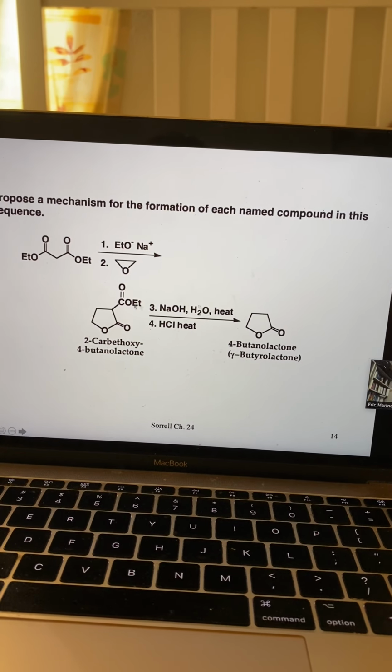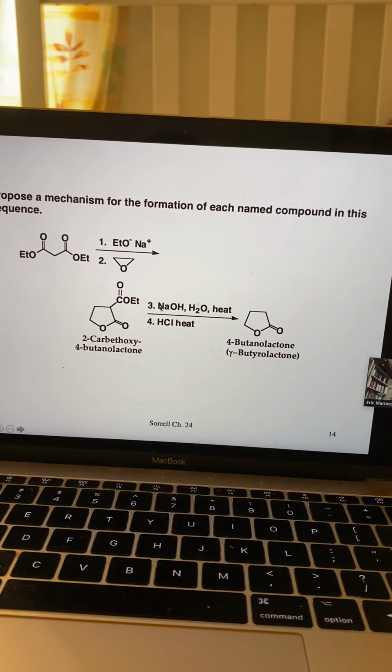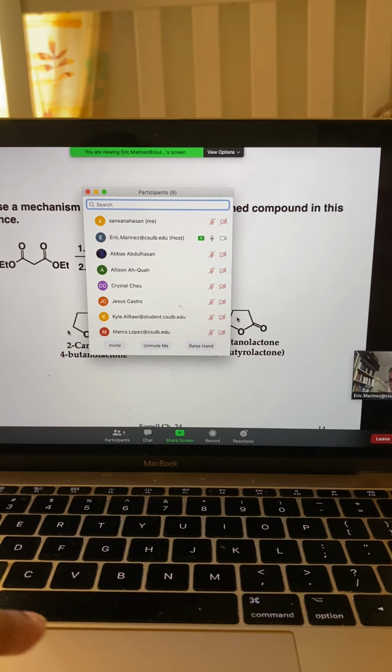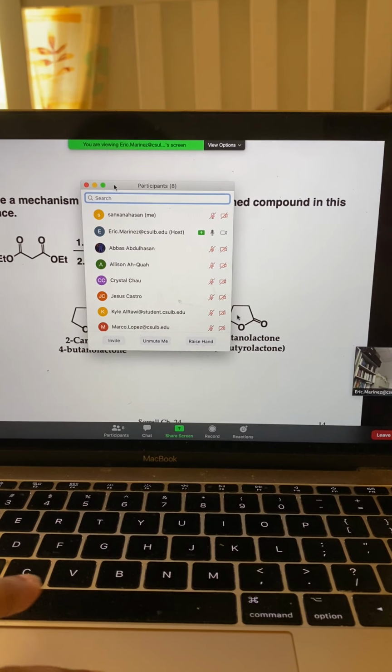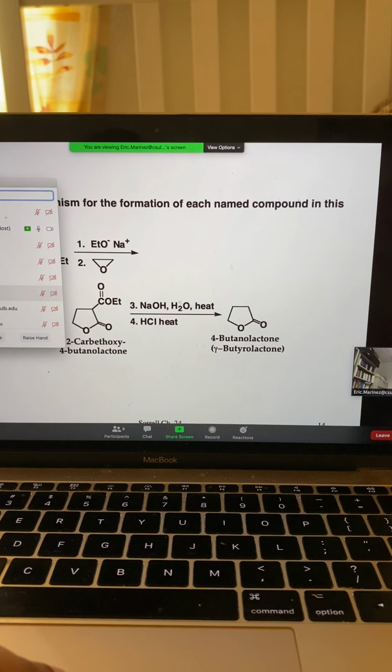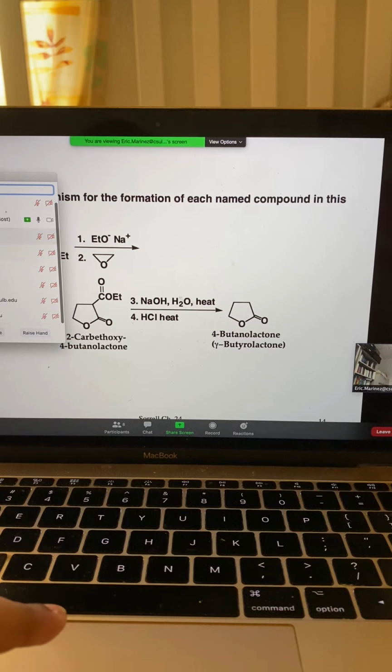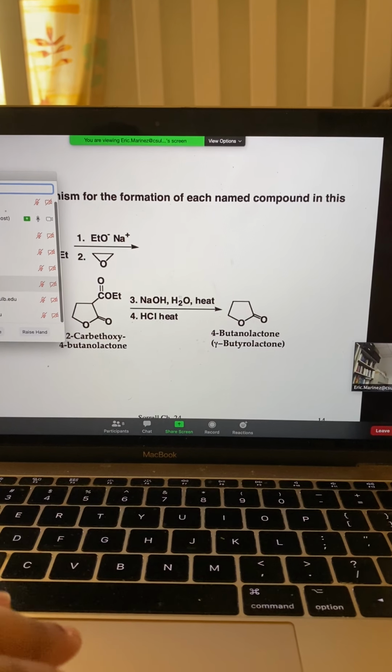Okay, notice this last step is a beta ketoester. You hydrolyze this, you heat it up. This was the last step of the malonic ester synthesis, the decarboxylation, to make this lactone. So again, it's an opportunity for us to apply multiple chapters in chapter 24, which is a culmination of all the chemistry you've learned up to this point.